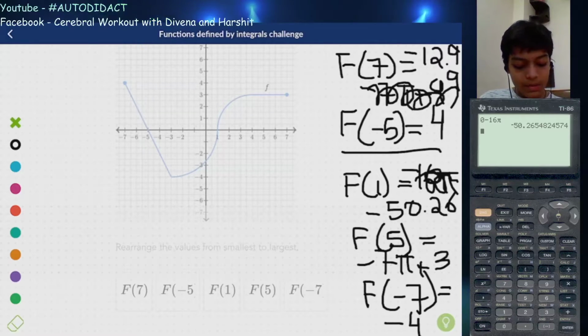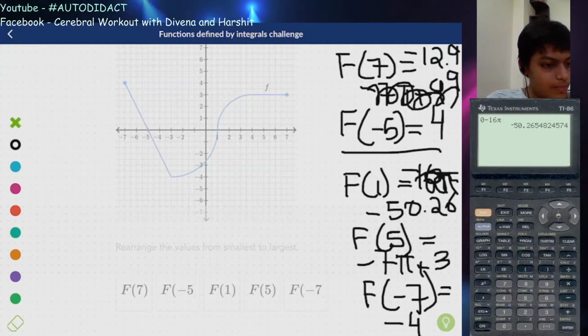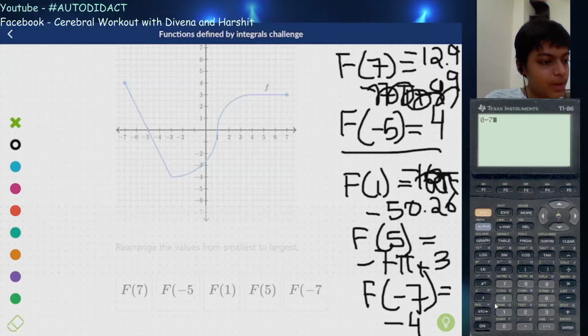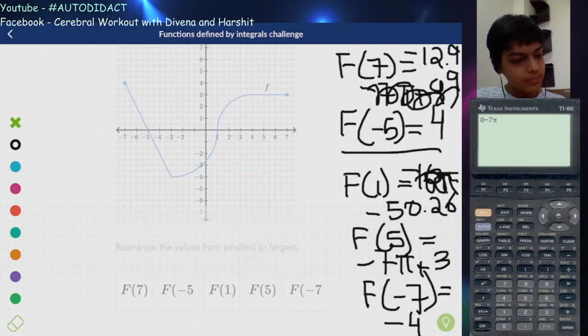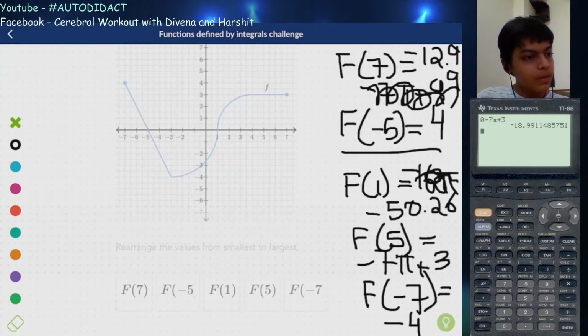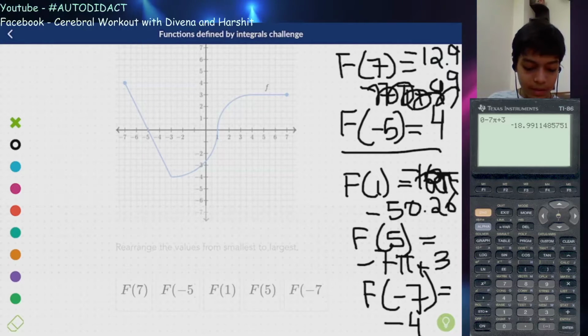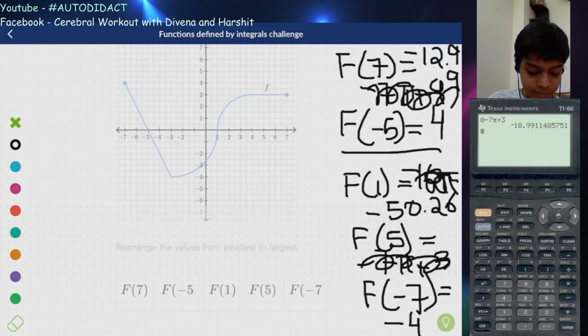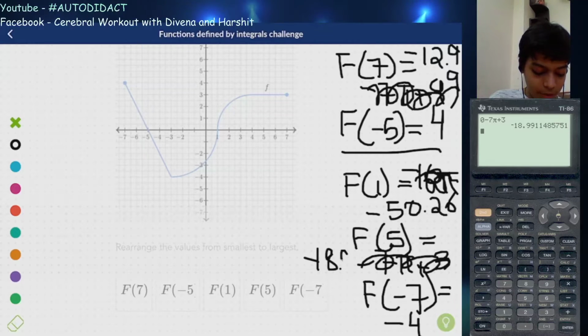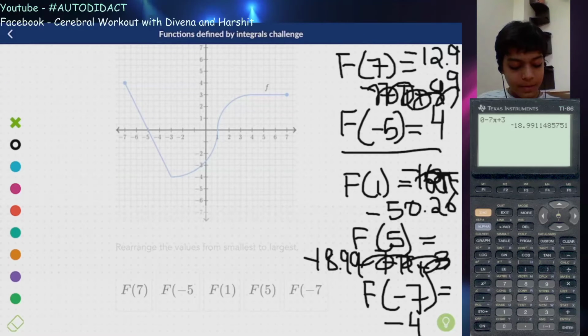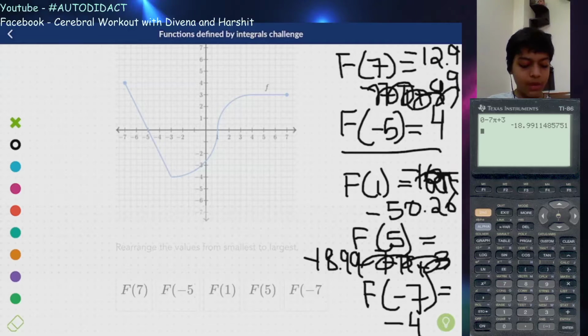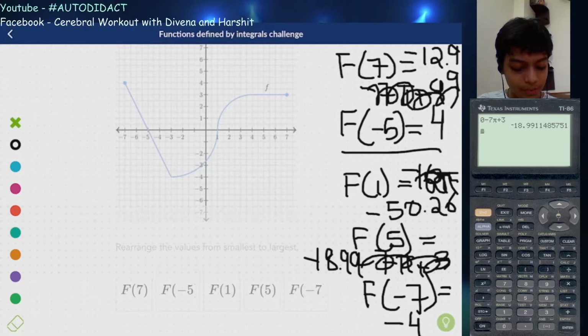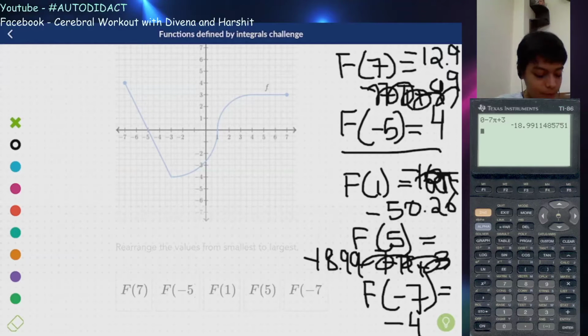And what is negative 7 pi plus 3? Negative 7 pi plus 3 is equal to negative 18.99. And this we already found out is equal to negative 4. So what is the smallest of them all? The smallest is negative 18.99, which is f of 5.